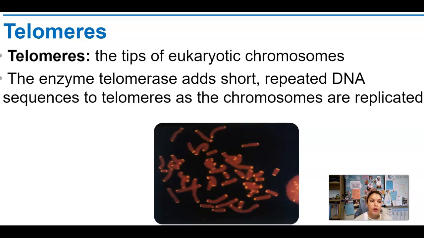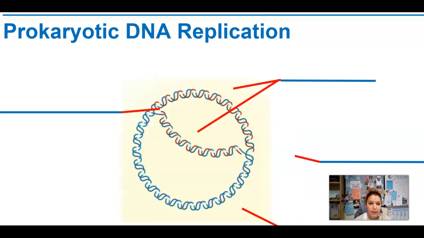All right, so telomeres, they're the tips of eukaryotic chromosomes. The enzyme telomerase adds short repeated DNA sequences to telomeres as the chromosomes are replicated. Just memorize what this vocab word is. There shouldn't really be much more to it than that. All right, and then you can see the little dots. These little dots are telomeres at the end of the chromosomes.